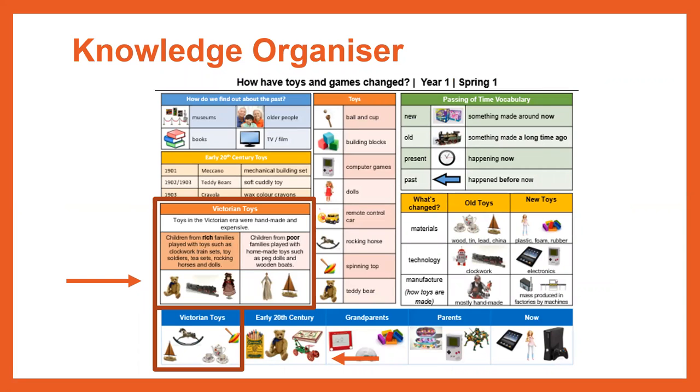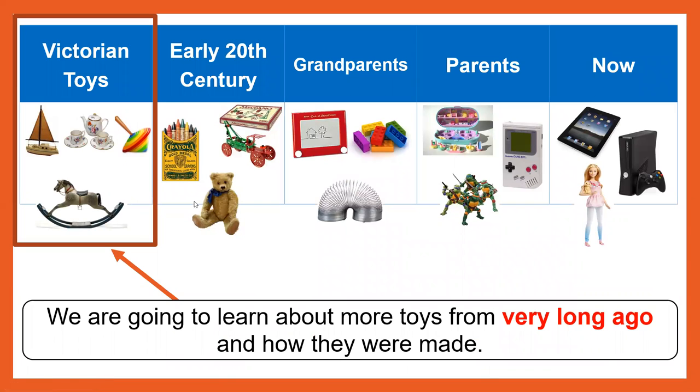In our knowledge organiser, we are looking at this bit, the Victorian toys. These are the toys that we're looking at today. We're right at the very end of our timeline, right at the Victorian toys. Okay, we're going to learn about more toys from very long ago and how they were made. We've already had a look at the toys that we have now, the toys that our parents have, and our grandparents, and the early 20th century. And look, we're right here at the end now of our timeline, our Victorian toys.